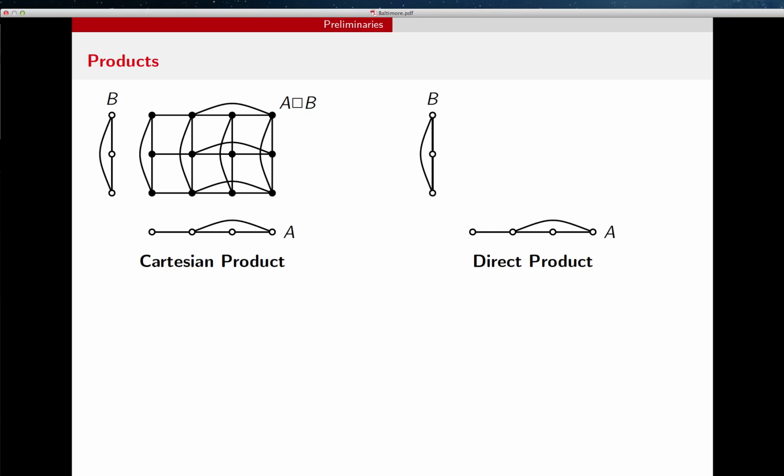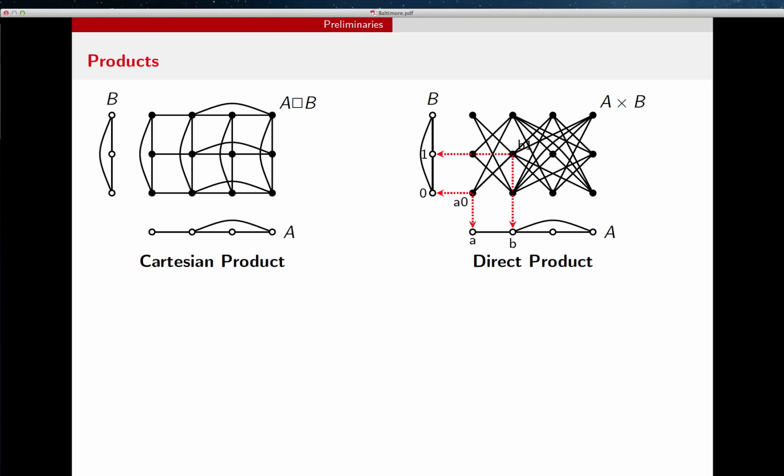Now for the direct product, it's a different type of product. And the way it's formed is, once again, you take the Cartesian product of the vertex sets of A and B, and anytime you have an edge running from a vertex A to B in A, and let's say 0 to 1 in B, you have an edge running from A0 to B1. If you do that for all the pairs of edges, all the edges in A and B, you get the direct product, which I'll call A times B.